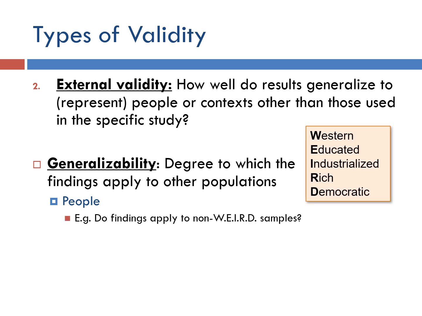So this is your Western, educated, industrialized, rich, democratic. We know that much of psychology over the past many, many decades, in fact, most of the history of psychology, the main samples that are being studied are from this WEIRD sample. And so a lot of what we think we know about the way humans work isn't really how humans work, it's how WEIRD people work.